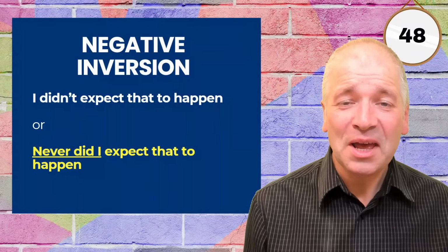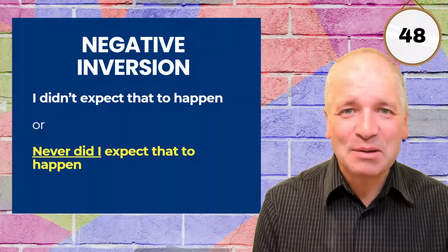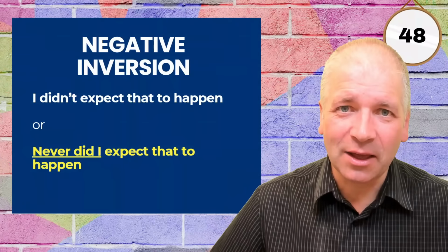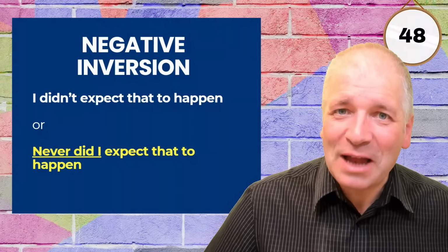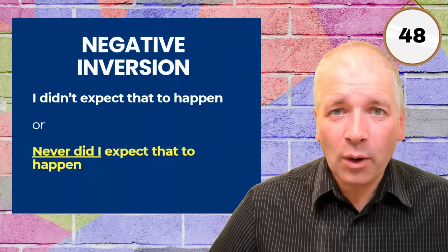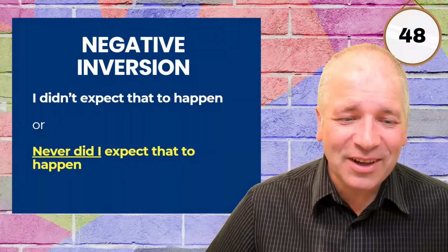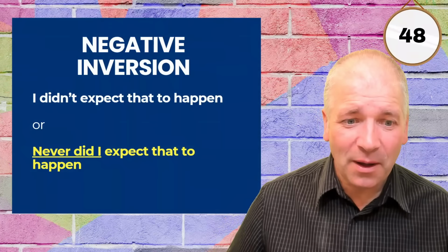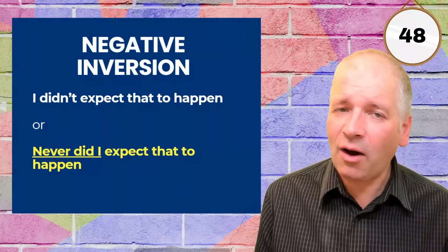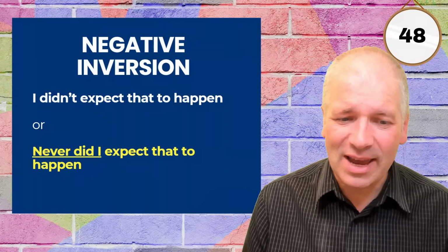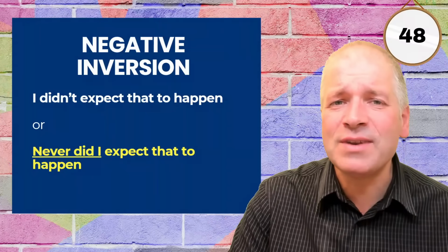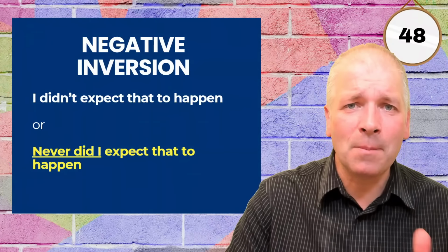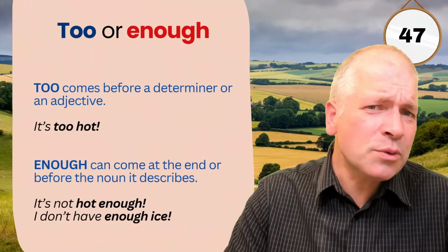Negative inversion is where we invert the sentence using a negative word at the beginning. Very common with never. You could say, I didn't expect that to happen. Or invert it. Never did I. So we have never and then we invert did and I. Instead of I didn't, did I. Never did I expect that to happen. And we can use that with a whole range of negative sounding words that come at the start of the sentence.